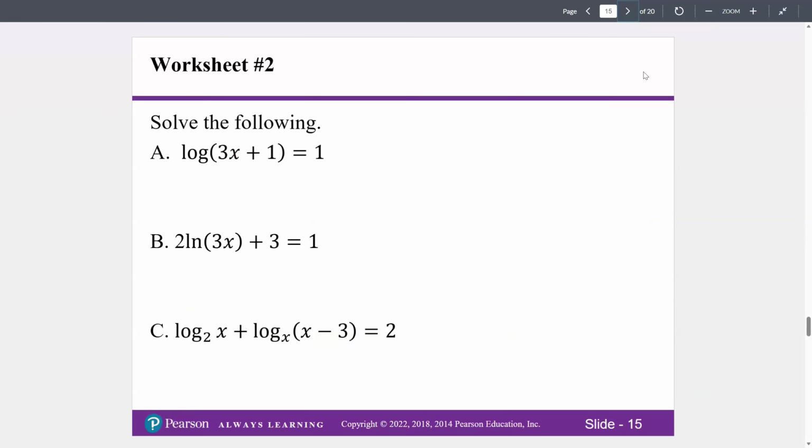So worksheet 2, you have log of 3x plus 1 equals 1. You have 2 natural log of 3x plus 3 equals 1. You have log base 2 of x plus log base 2 of x minus 3 equals 2. I think it was supposed to be base 2 again, so let me just fix that in there. That was a little typo on my part. That should be a 2. So log base 2, log base 2. So take a moment on those and come back.